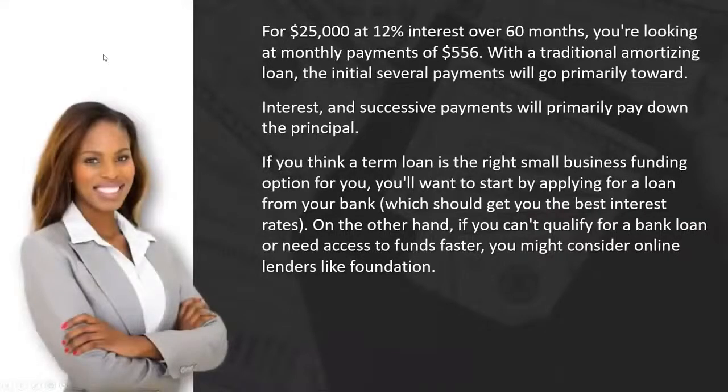Going back to what we just stated, for $25,000 at 12% interest over 60 months, your term is looking at you paying $556. With a traditional amortization period, the initial payments will primarily go toward interest. What we mean by that is when you have an actual loan amortization table, the balance is gradually decreasing with the payments. Over those first 60 months, the majority of the money in the initial payments is going to go towards interest. As you get further into the loan, from the middle to the end, the majority of those payments go towards decreasing the principal amount, or the $25,000.